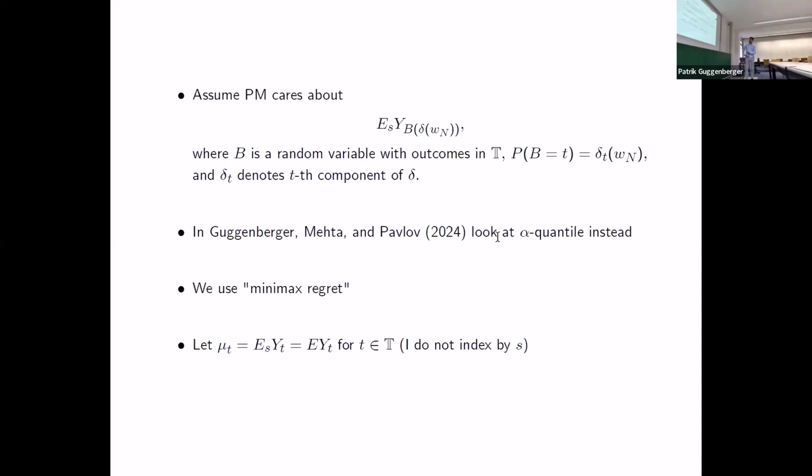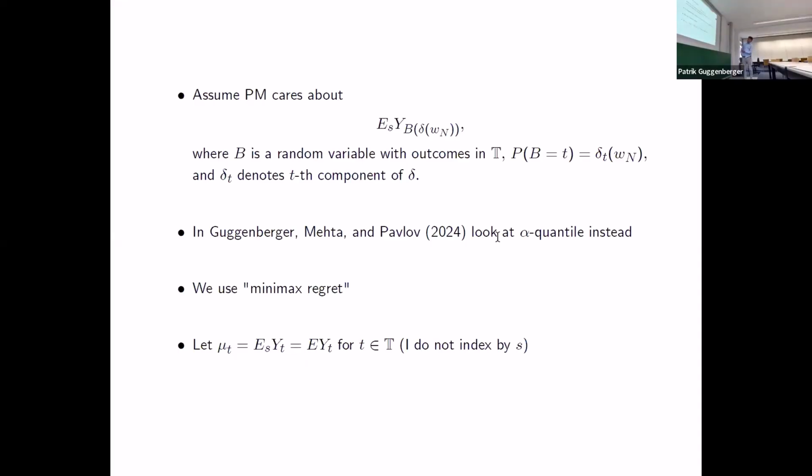Okay, and we assume in this agenda here that the policymaker cares about expected outcome. So here we index by S, which is the DGP that nature chooses. And here we have the random outcome. Okay, and we introduce that random variable B that resolves the potential randomness in the treatment rule.